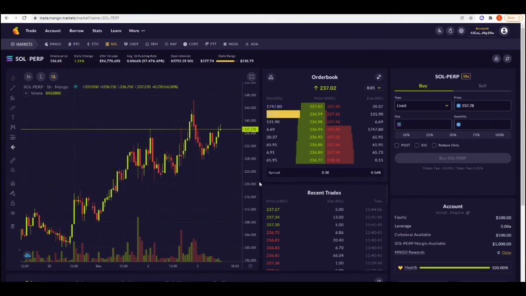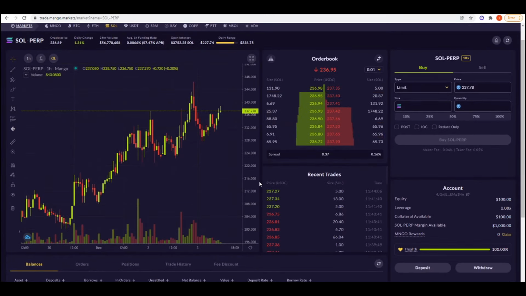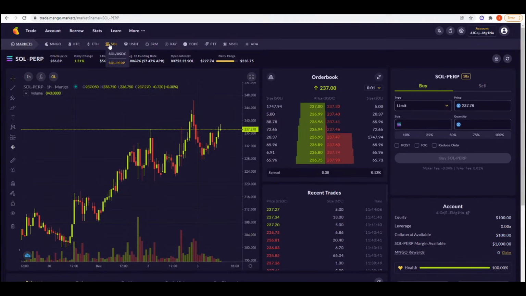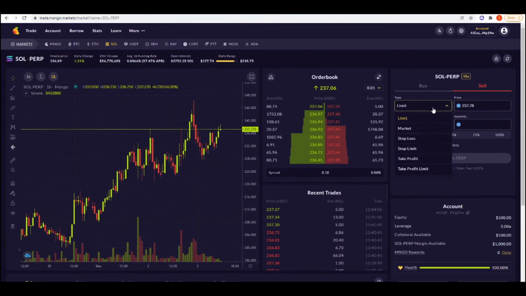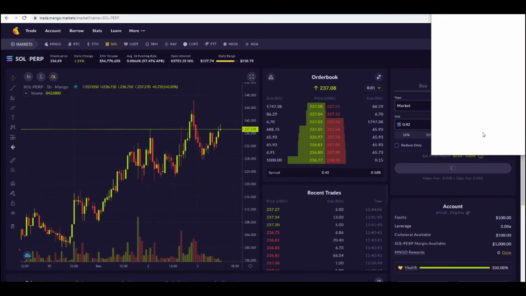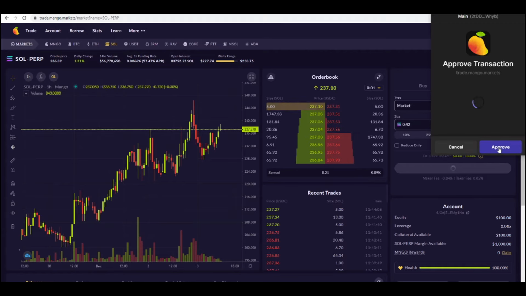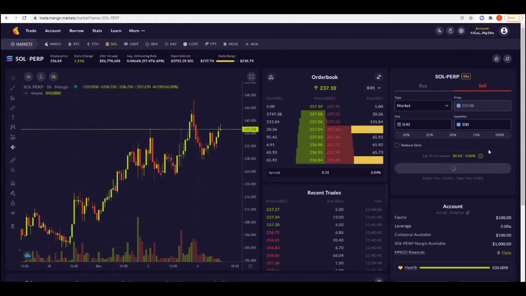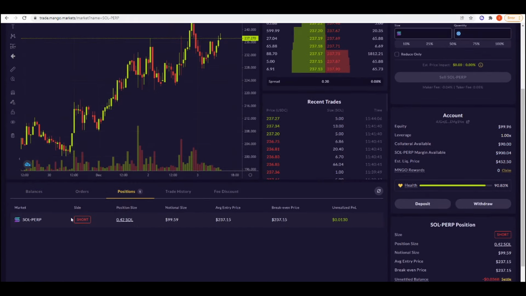So now that I've deposited some money onto Mango Markets and Drift, I can show you actually how to execute this strategy. So we need to go to Mango Markets, SOL Perp, and then we go over here to sell. So we want to go short the Solana perpetual futures on Mango Markets, and we want to do $100 worth. So I'm just going to market sell. So sell 0.42 perps. We'll approve this. So if we go down here to positions, we can see that I'm now short 0.42 SOL.